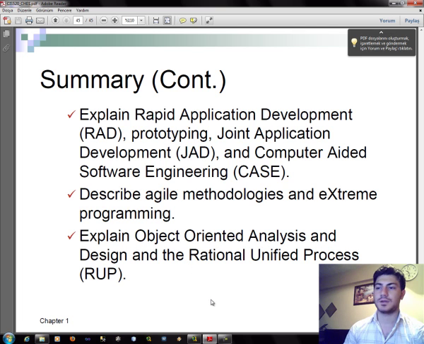Now, you see it's not difficult. If you listen carefully, you can easily understand, I think. Now we completed our first chapter. I hope you understood and learned lots of things.